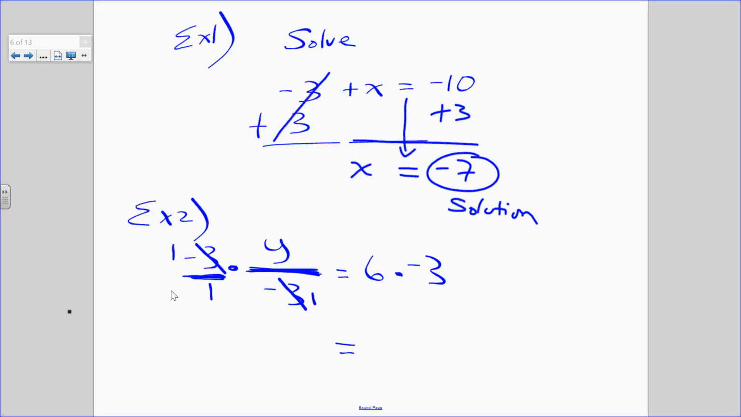So 1 times y is just y over 1, but I don't have to put the over 1 because it's unnecessary. So I really have just y in the end. And then 6 times -3 is -18. Here's your solution. We're done. You know you're done when a variable is by itself.